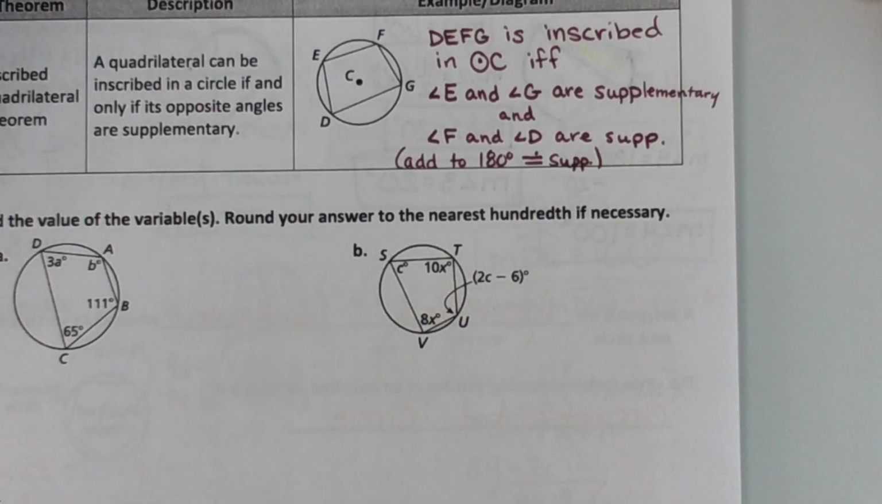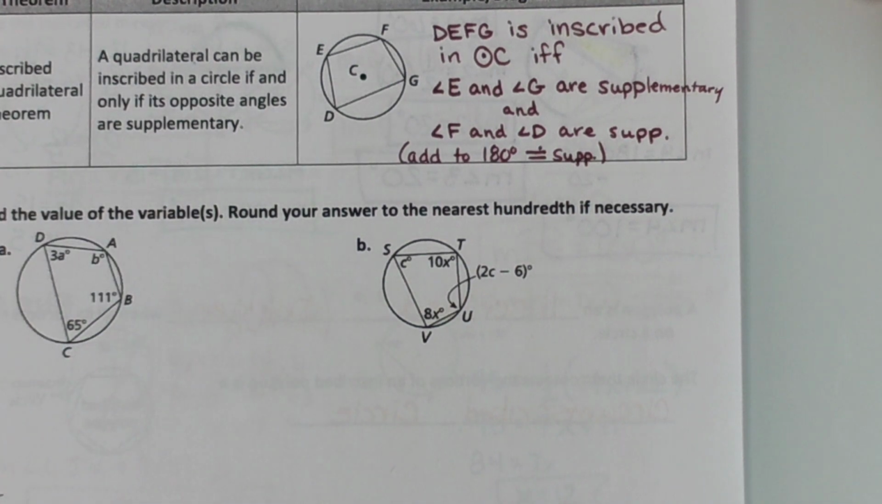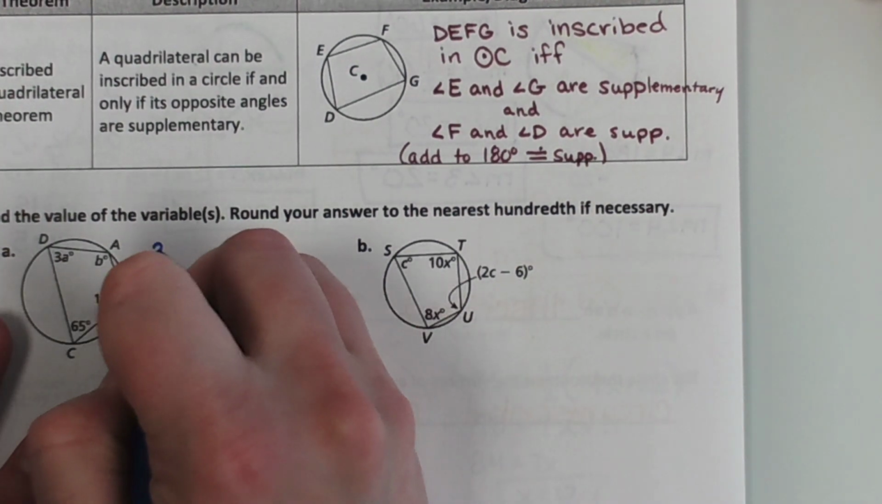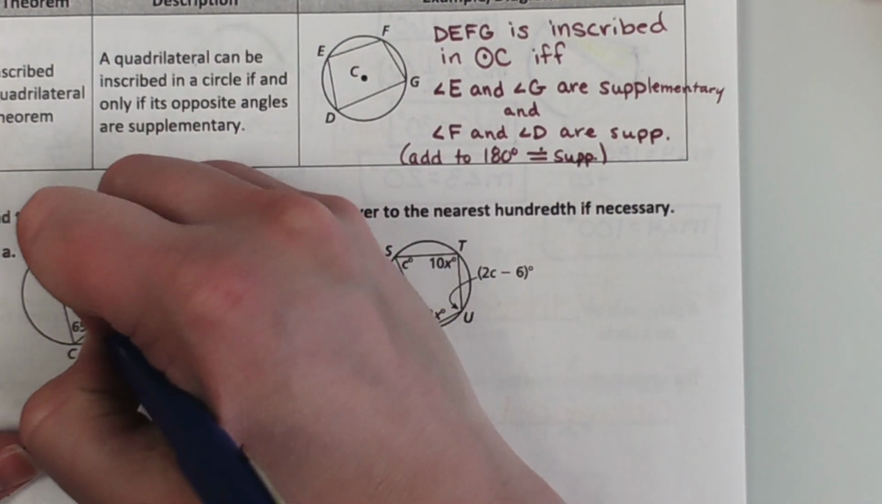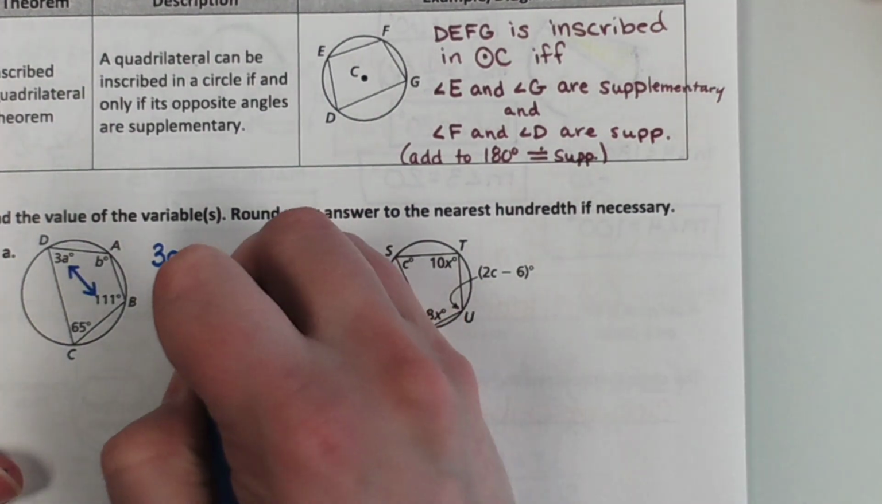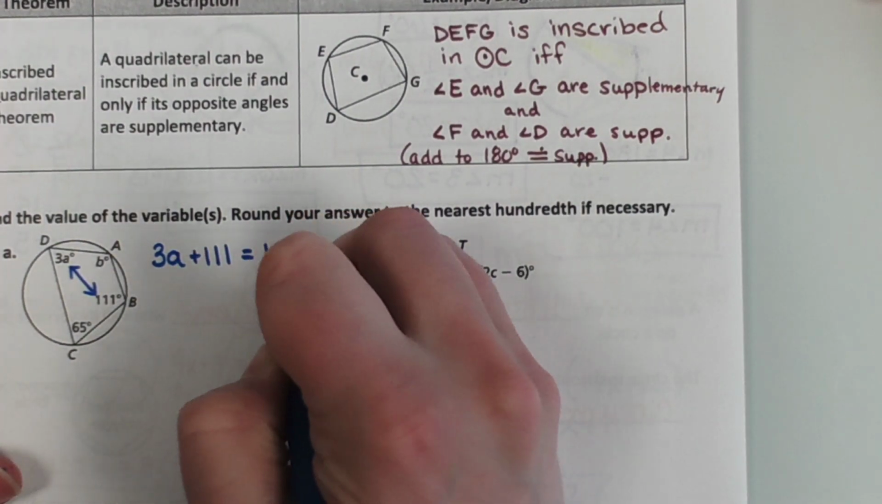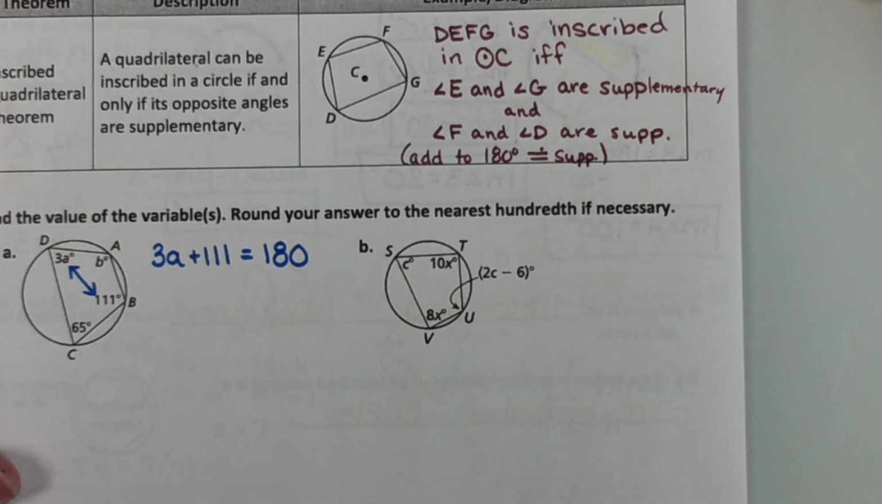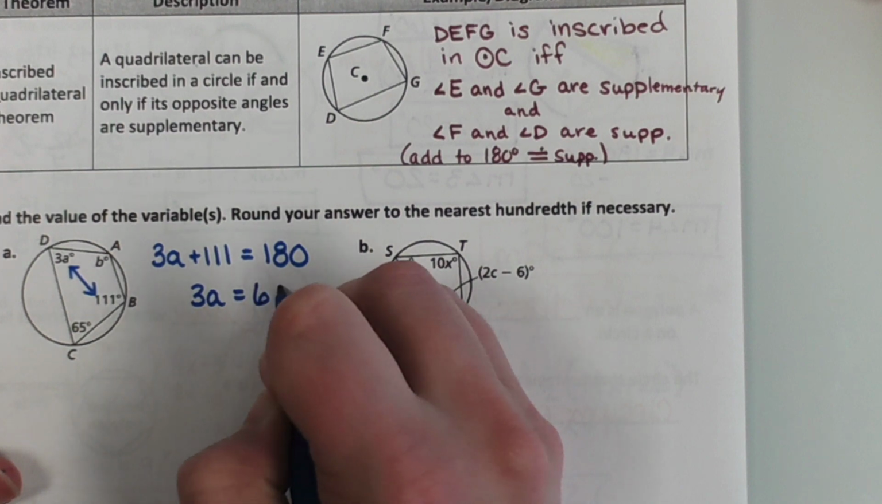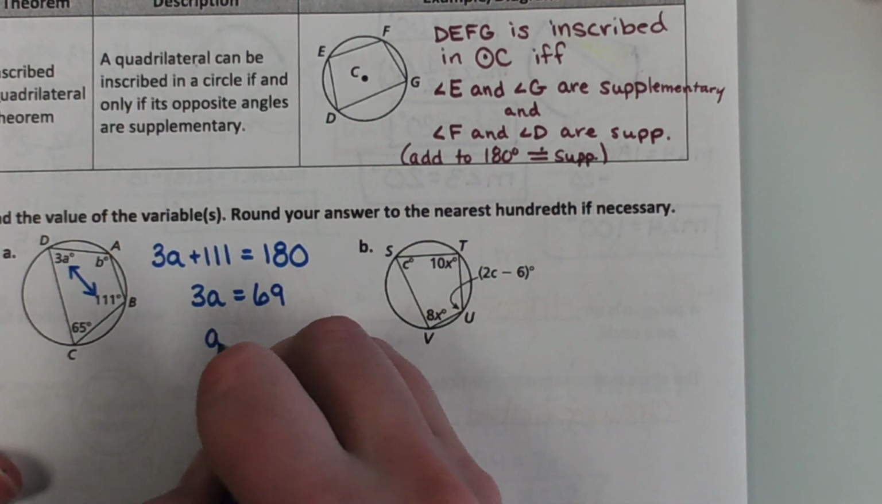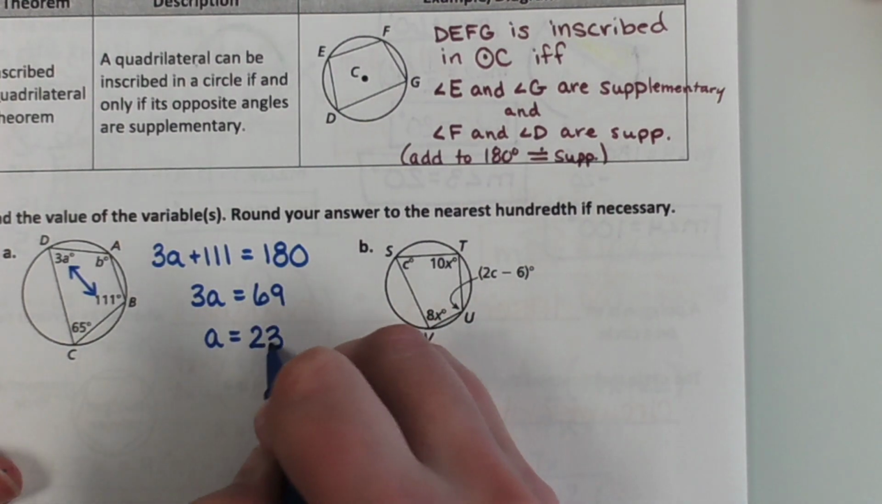So, I want to solve for A. A is connected to the 3. According to the theorem, opposite angles are supplementary, so the ones across from one another add up to 180. So 3A plus 65 across from 111 equals 180. Subtract the 111. Get 69. Divide by 3, and A is 23.